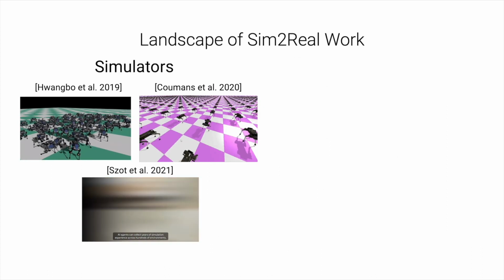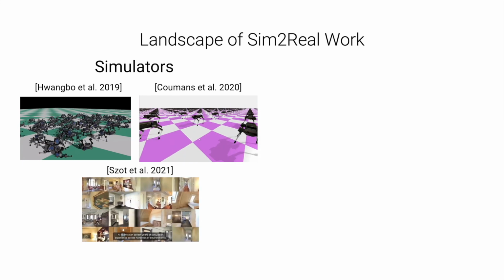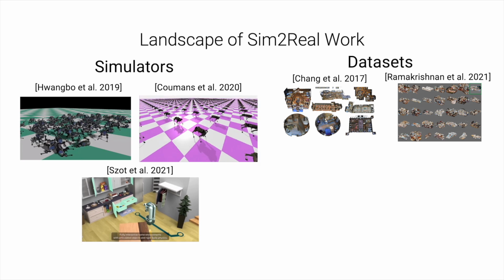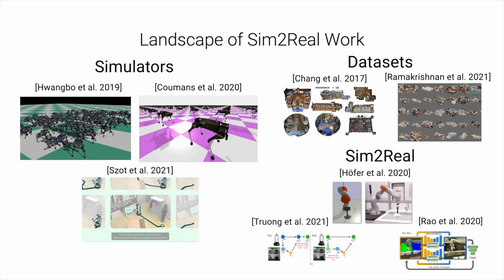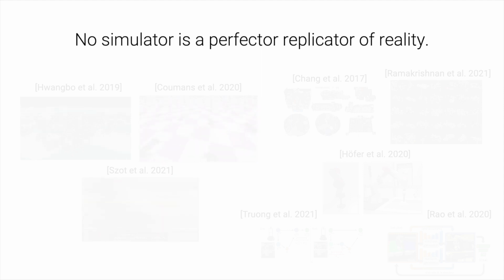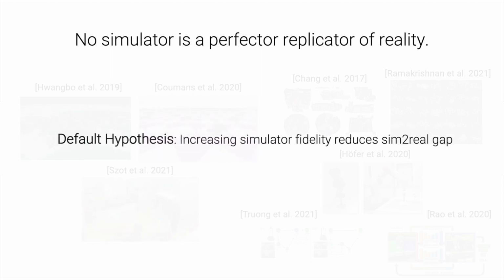The last few years have seen significant investments in the development of new simulators, curation and annotation of 3D scans and assets, and development of techniques for overcoming the Sim2Real gap. However, no simulator is a perfect replica of reality. The default operating hypothesis in Sim2Real is that increasing simulator fidelity reduces the Sim2Real gap.